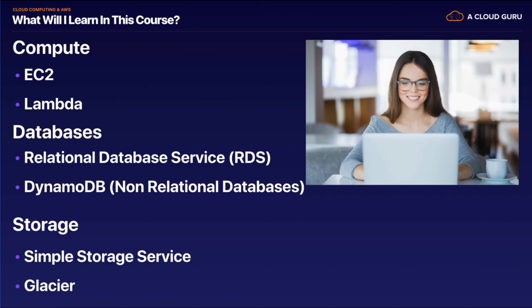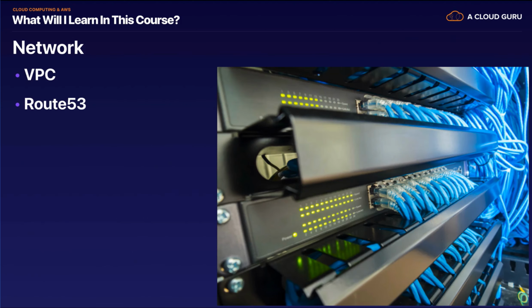So what will you learn in this course? Well, under compute, you're going to learn about EC2 and you're going to learn about Lambda. EC2 is just virtual machines in the cloud. Lambda is the next level up where you don't have to worry about virtual machines at all, you just worry about your code. You then have databases. You're going to learn about relational databases, so RDS, as well as DynamoDB, which is Amazon's non-relational database. Then we're going to look at storage. We're going to start with S3, which is known as Simple Storage Service. We're going to look at Glacier.